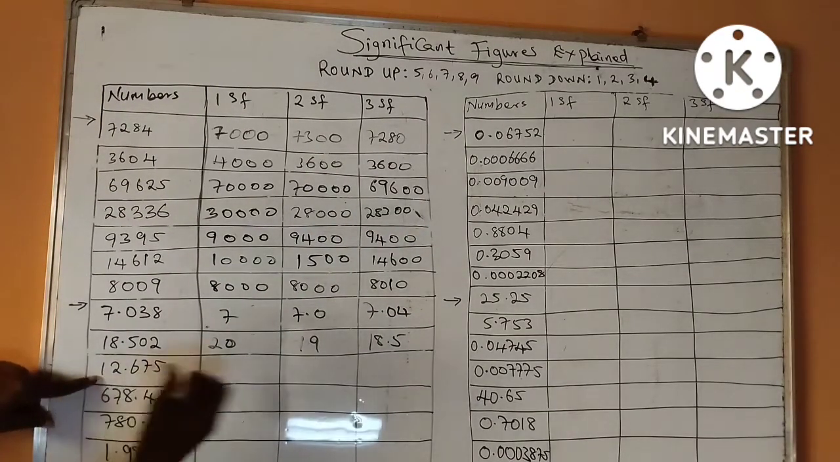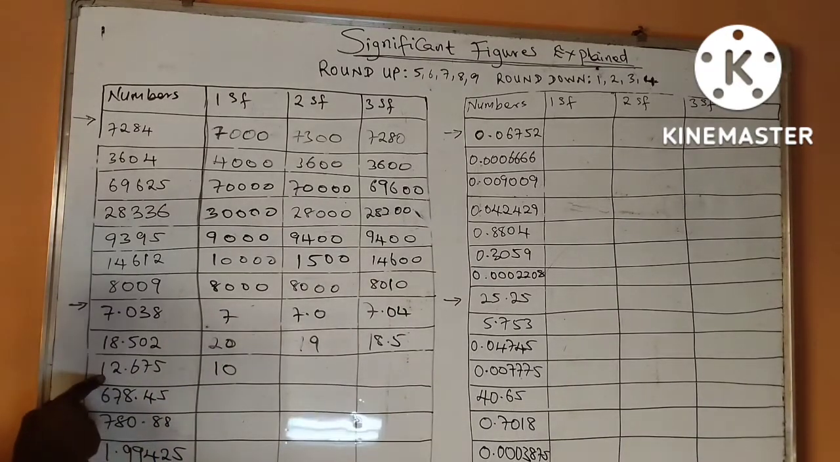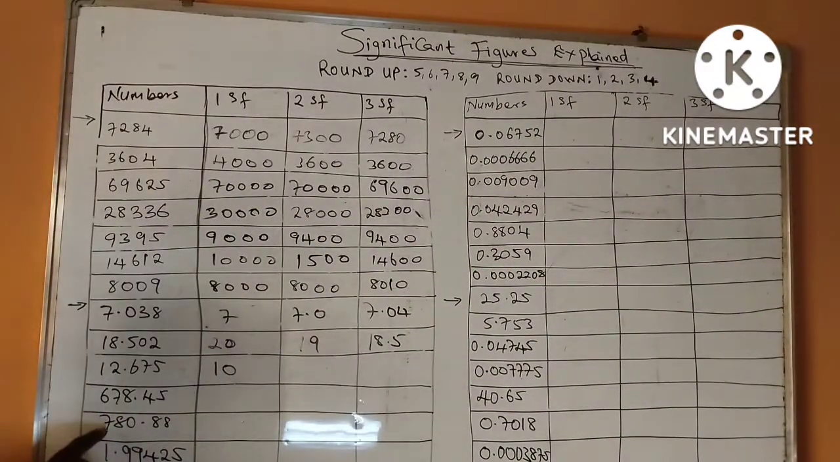Next, 1, which is just 1, 0. Why? One significant figure. The next digit is just 2. So I will round it down. But because it is a whole number, that is 12. It's a whole number. To one significant figure, it becomes 10.